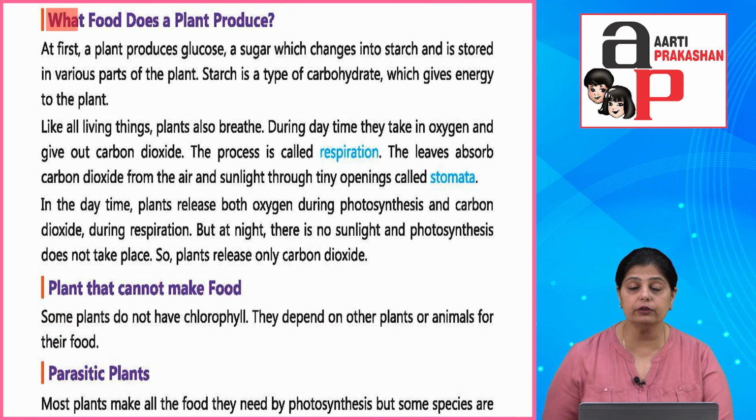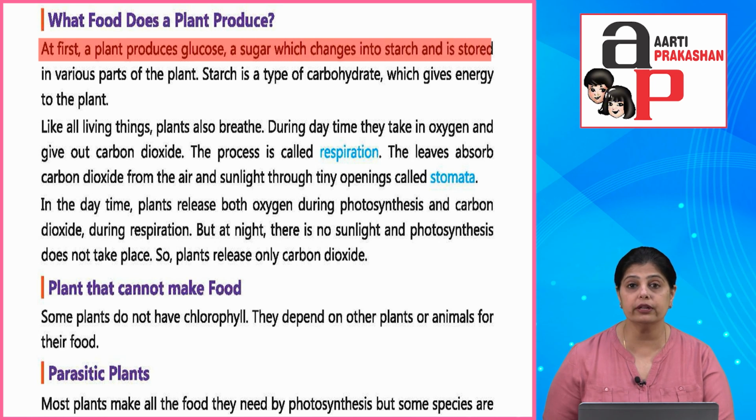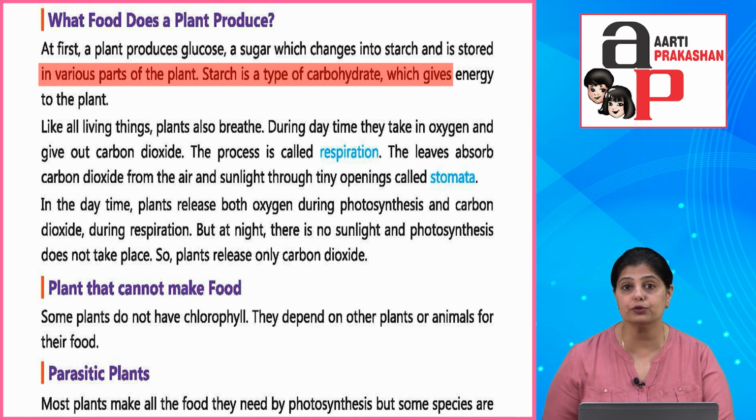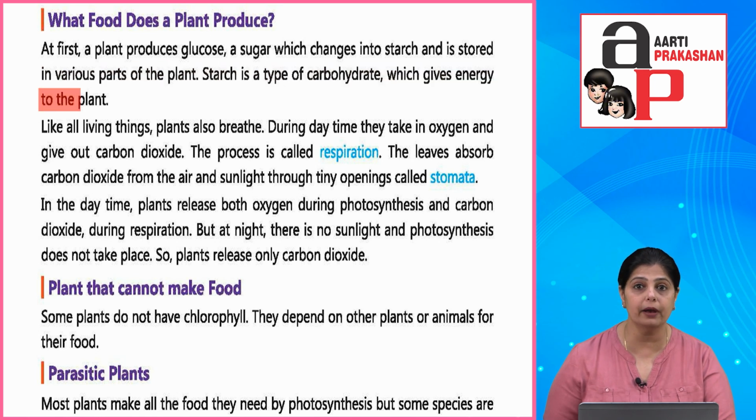Now, let's see what food a plant produces. Okay, at first a plant produces glucose, which is a sugar that contains what? It contains starch and it is stored in various parts of the plant. Starch is a type of carbohydrate. Okay, which gives what? Carbohydrates give us what? They give us energy. So starch is a carbohydrate which gives energy to the plant.